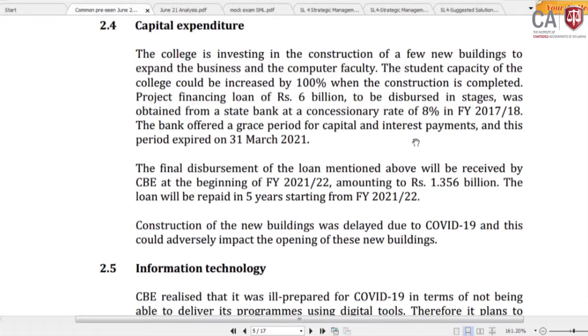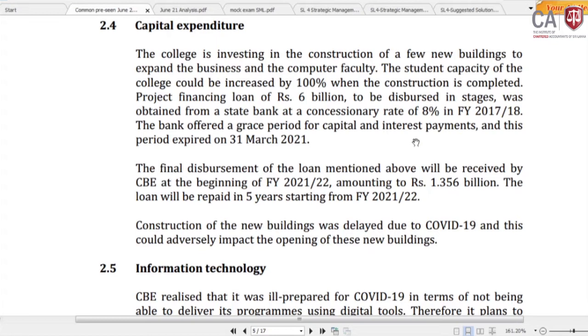Then if you look at the capital expenditure, right, they have given more information about this new building. After constructing this new building, student capacity can be increased by 100%. So, they have used a project financing loan of 6 billion for this particular purpose. That loan is disbursed stage-wise, and was taken from a state bank at a concessionary rate of 8% in 2017-18.